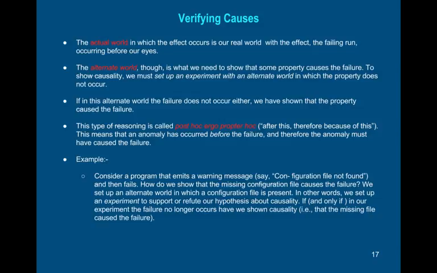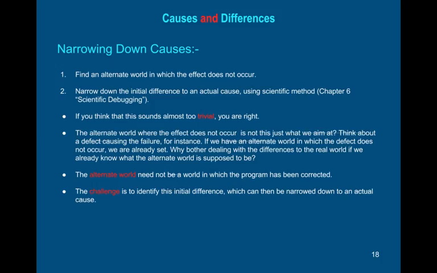How do we show that the missing configuration file causes the failure? We set up an alternative world in which a configuration file is present. In other words, we set up an experiment to support or refute our hypothesis about the causality. If and only if in our experiment the failure no longer occurs, have we shown causality. That is, the missing file caused our failure.